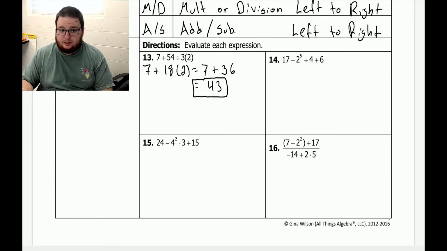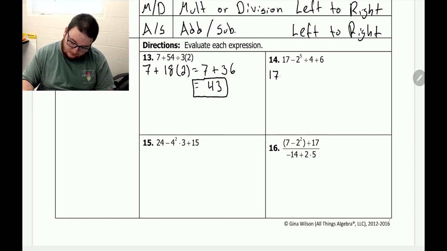So that means that we're going to have 2 multiplied by itself 5 different times. So 2 to the 5th is 2 times 2 times 2 times 2 times 2. But instead of doing that, we're just going to do it all at once. And we're going to say that 17 minus 2 to the 5th changes to 32. And we're dividing that by 4. And we're adding 6.